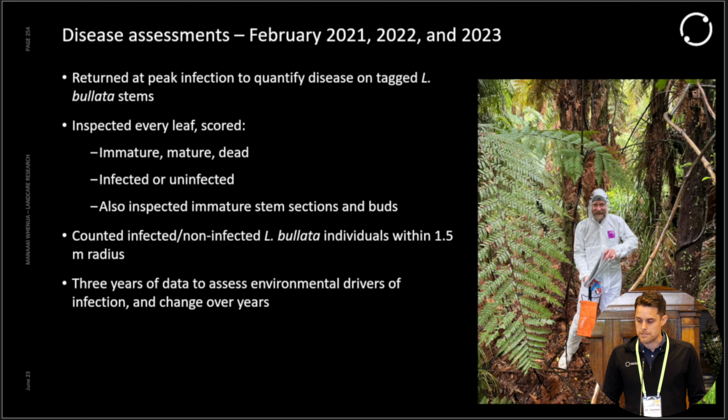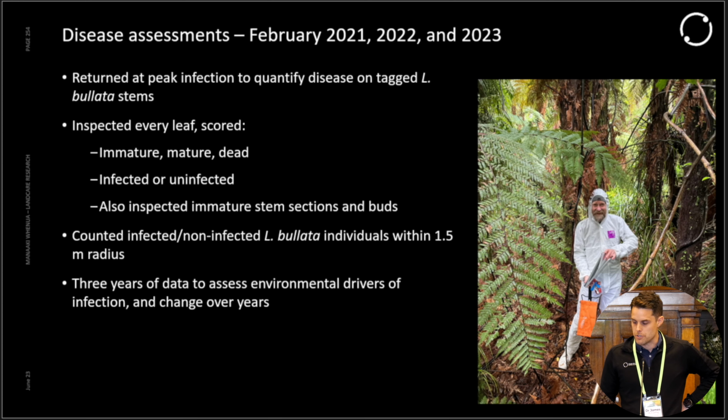And for each of these assessments, on those 146, I think it was, or whichever number, individuals, we inspected every single leaf and scored them as either immature, because it's only the immature leaves that are susceptible, mature or dead, and then whether they were also infected or uninfected. And it would only be the immature leaves technically that should be infected.